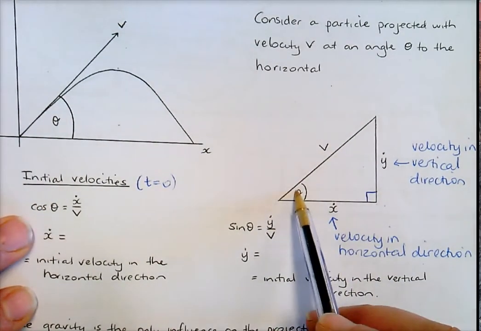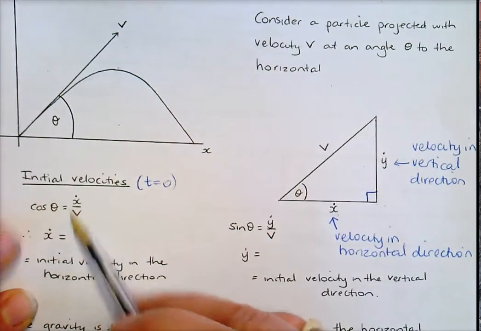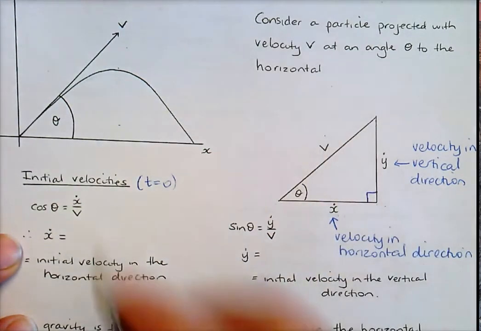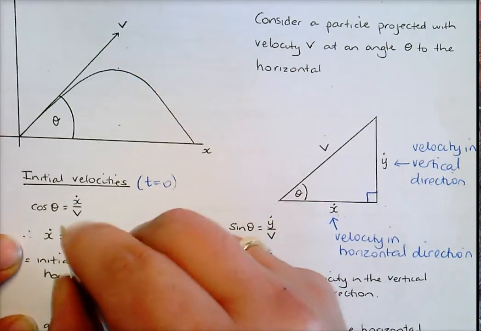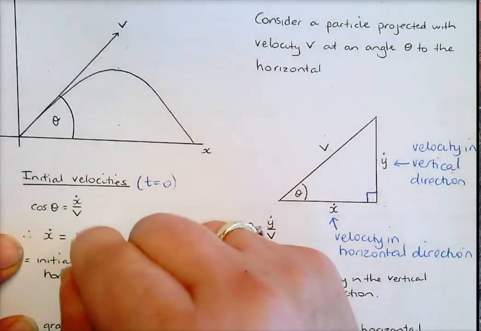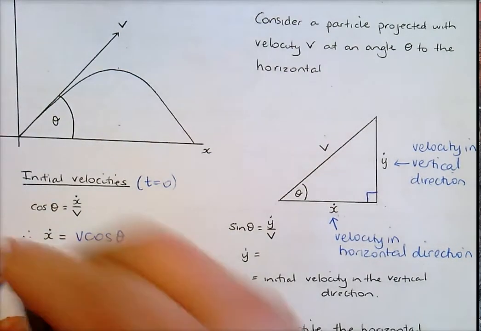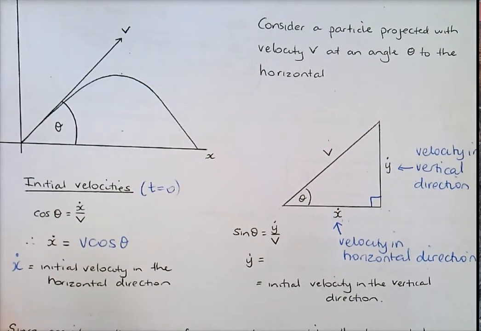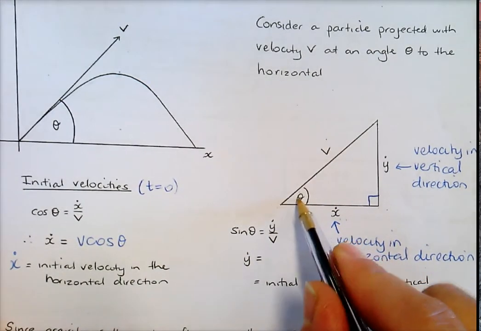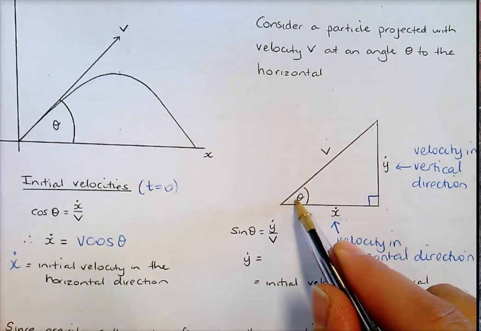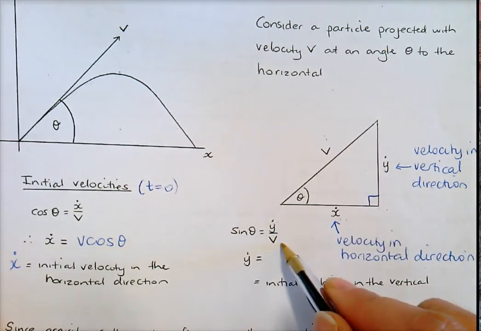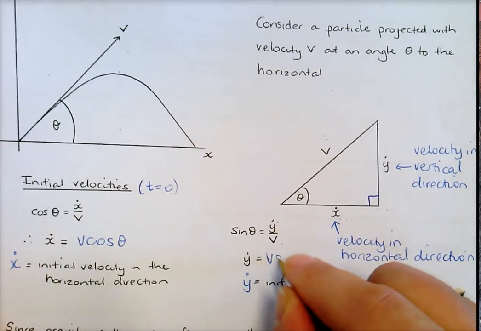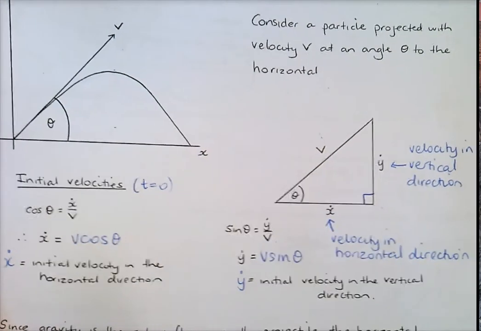Initial velocities. Cos of theta is x dot over v. So therefore, can you see that? Cos of theta is adjacent over hypotenuse, which is x dot over v. Therefore, x dot is what? V cos theta. So therefore, x dot, which is v cos theta, is the initial velocity in the horizontal direction. Looking at this right angle triangle as well, sine theta is opposite over hypotenuse, so it's y dot over v. Therefore, y dot is equal to what? V sine theta.